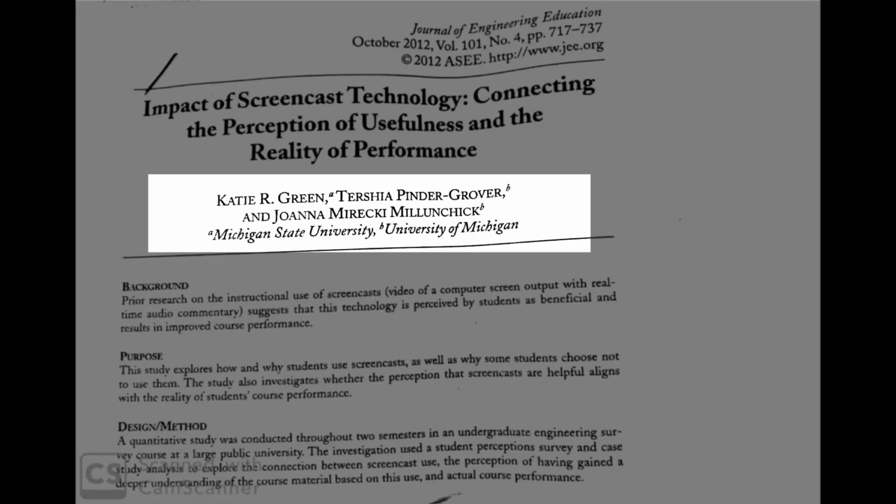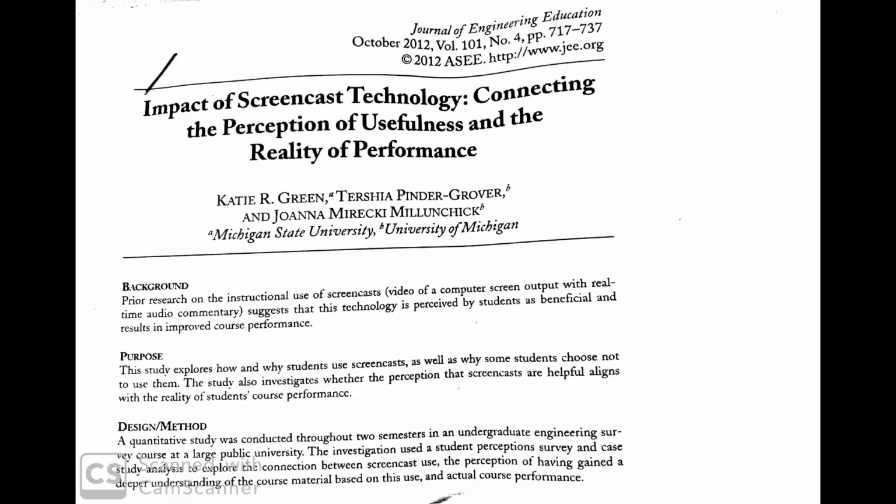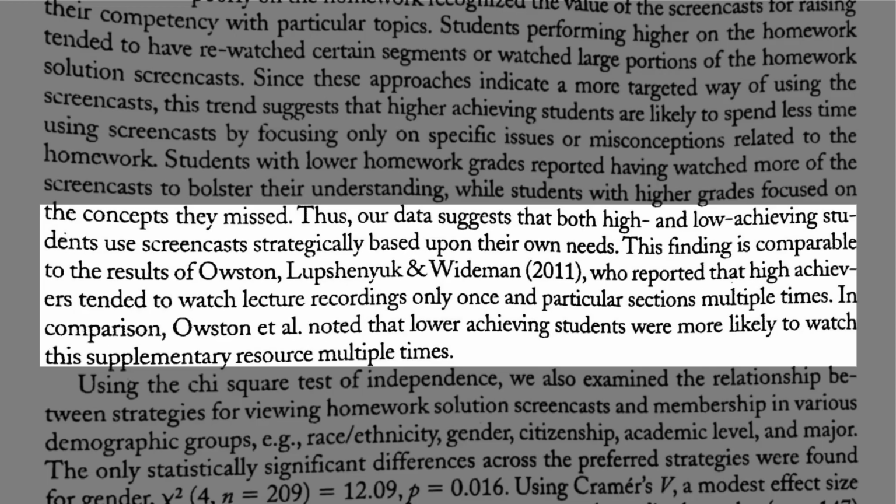Teachers from Michigan State University also found that offering video screencasts as solutions to homework problems in an undergraduate engineering course leveled the playing field for students who were struggling with the homework. Interestingly, they also found that top-achieving students did not need to watch as many videos, and therefore, students could watch the videos based on their individual needs.